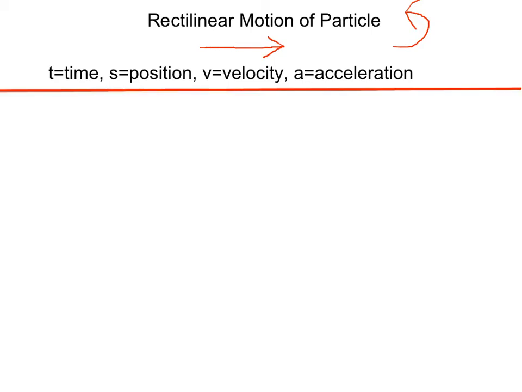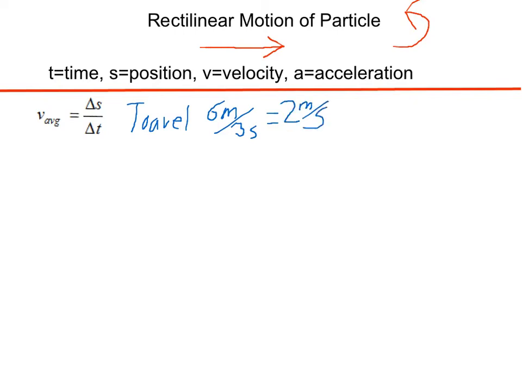Now to introduce some of the ideas that we will be using. The first is that v average equals the change in position over the change in time. So for example, if you travel 6 meters in 3 seconds, your v average would be 2, oh, I wrote a 3, sorry, would be 2 meters per second.